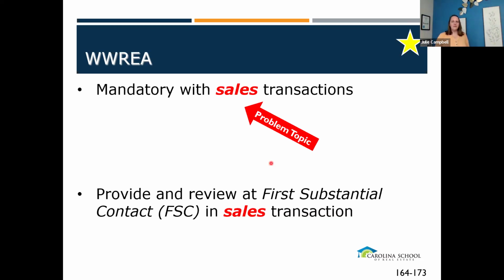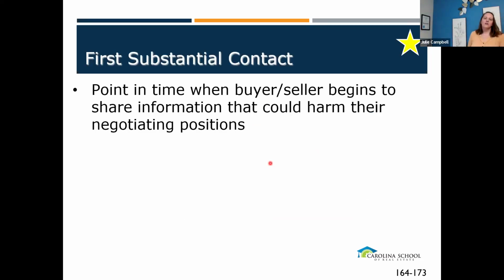Did you just learn something about them? What do you know? You know why they're moving. You know that they have to buy soon. You know why they're buying. You know more about them than you should at this point. The rule says that we have this duty to stop them from talking.